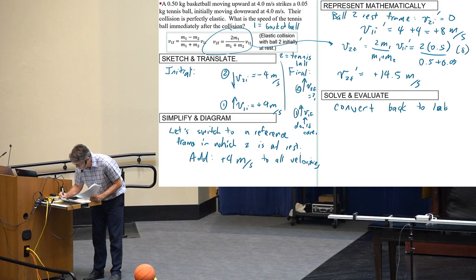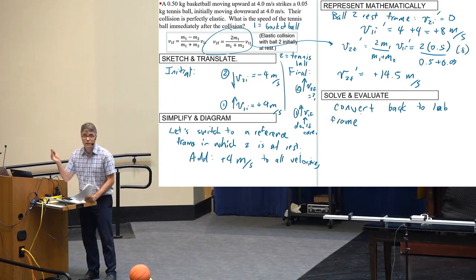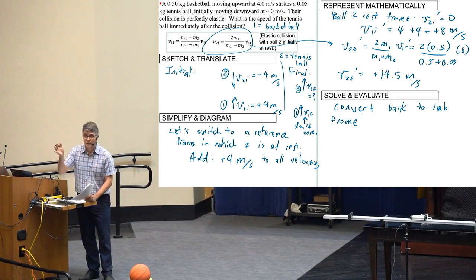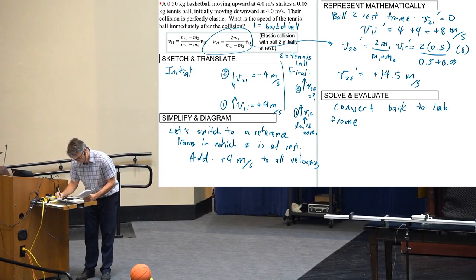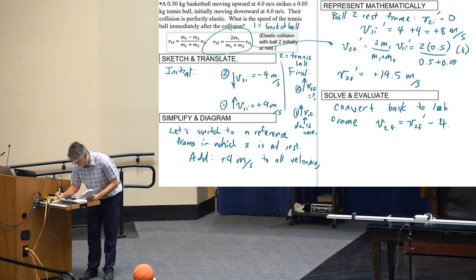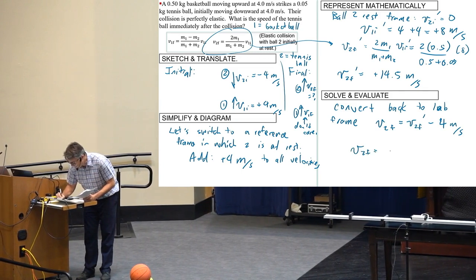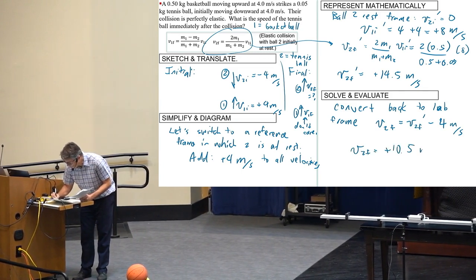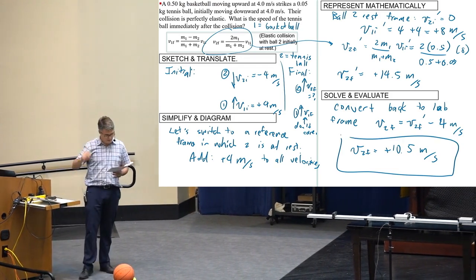That's how we analyze collisions in particle accelerators. You switch to the reference frame of the target, then do your math, and then go back into the lab frame. So V2 final without the tick mark is V2 final with the tick mark minus 4 meters per second. And you get V2 final is plus 10.5 meters per second, which is still bigger than 4, and that's why it goes so high up.